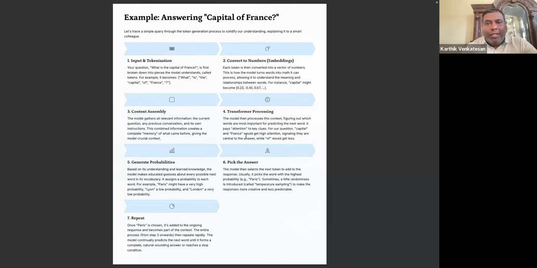Now it focuses on, okay, you are talking about capital and France, so give more weight and emphasis to that, and ignore all the other things and focus on generating text related to capital and France. Then it generates the probabilities and picks the best answer, and it keeps on repeating until it gives you the output.